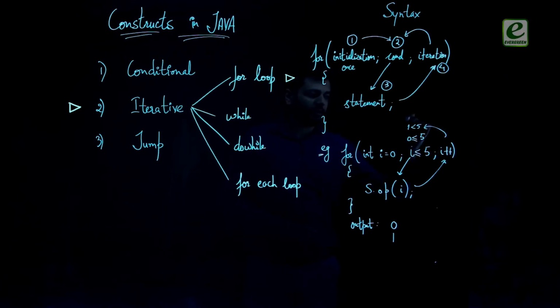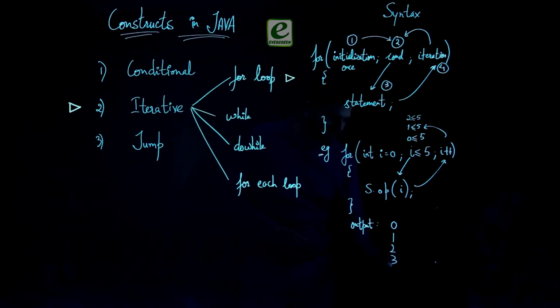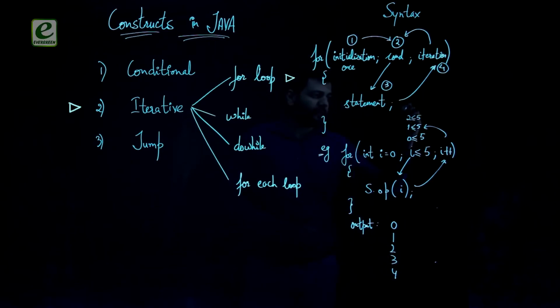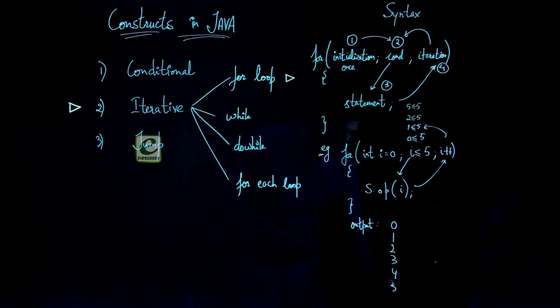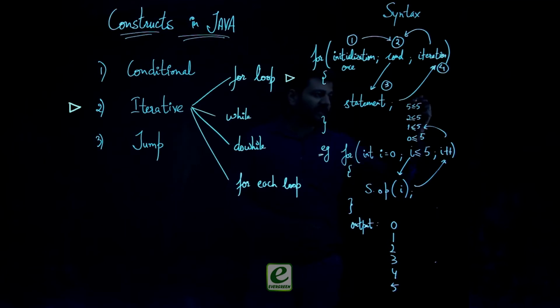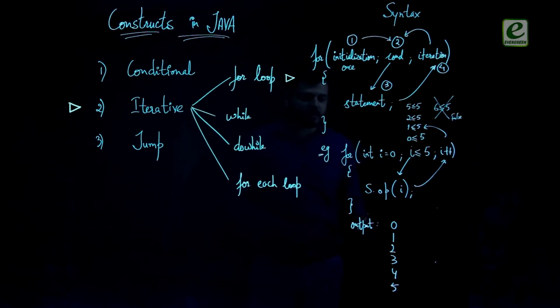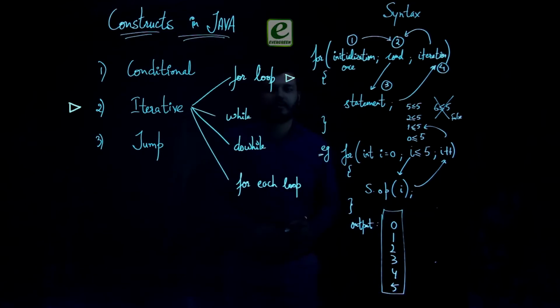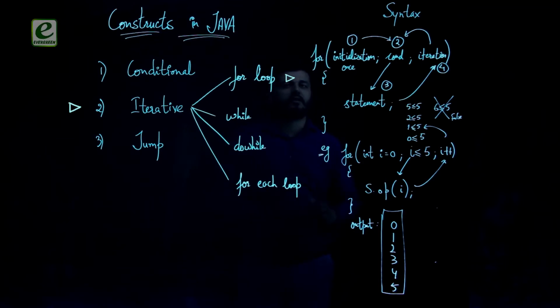Now i will be 2. Is 2 less than or equal to 5? Yes, so 2 will be printed. Same, 3 will be printed, 4 will be printed, and at last when 5 is less than or equal to 5, yes, it is also true, so 5 will also be printed. But when i is 6, is 6 less than or equal to 5? No, this is false. So when the condition is false, the loop will terminate and finally you will have this as your output. I hope you have understood the simple working of a for loop.